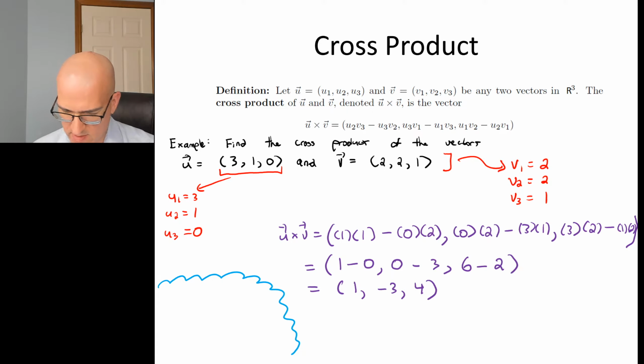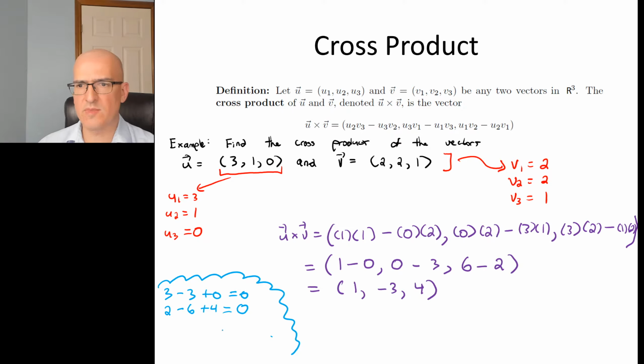So let's see, I got 3 plus negative 3, so 3 minus 3 plus 0 is equal to 0. Okay, that's good. And then the next one, we have 2 minus 6 plus 4 equals 0. That's good. Okay, that means it's probably right. It can only be off by a minus sign. What I did is I took the dot product of this final answer, 1, negative 3, 4, with u. That was the first line in blue at the top. And then I did the dot product with v, and both of them gave me 0. It's kind of a preview of something.